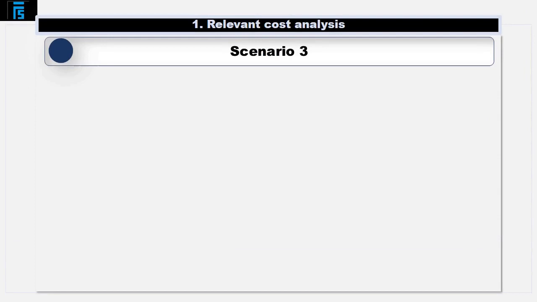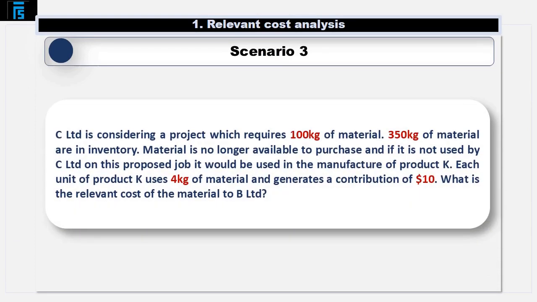Scenario 3. C Limited is considering a job that requires 100 kilograms of material. 350 kilograms of material are in inventory. Material is no longer available to purchase, and if it is not used by C Limited on this proposed job, it would be used in the manufacture of product K. Each unit of product K uses 4 kilograms of material and generates a contribution of $10 per unit. What is the relevant cost of the material to C Limited?